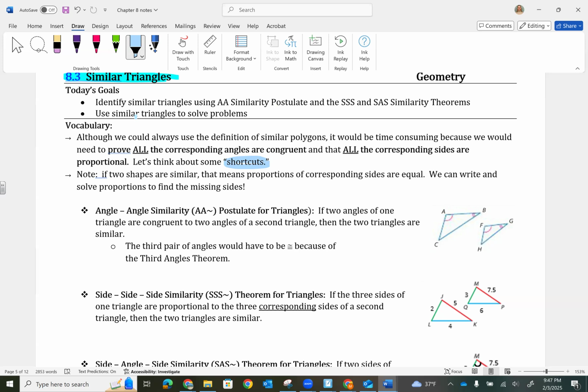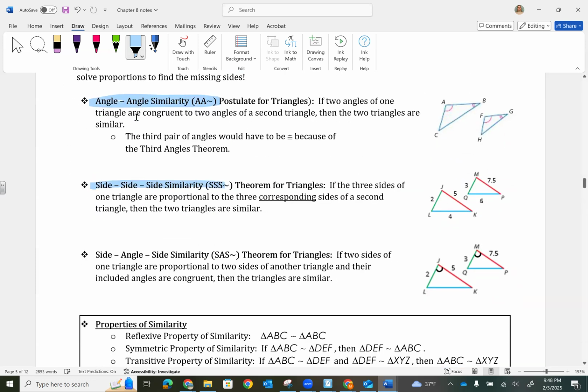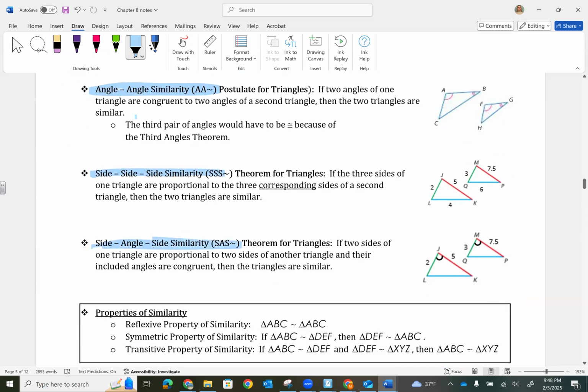Okay. One of them is angle, angle. One of them is side, side, side. And one is side, angle, side. These are the similarity shortcuts that we can use if we have a triangle and we want to say, hey, are these triangles similar to each other?